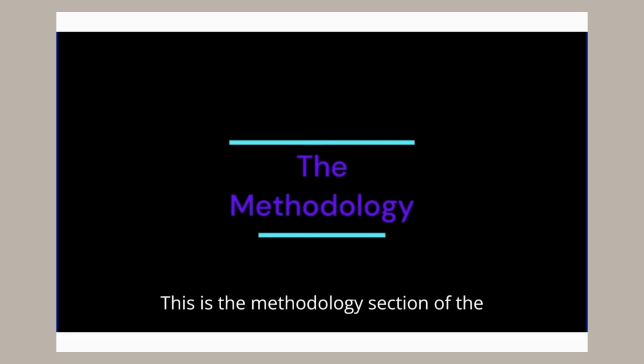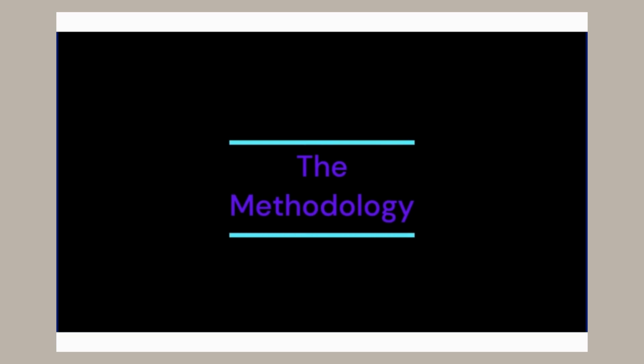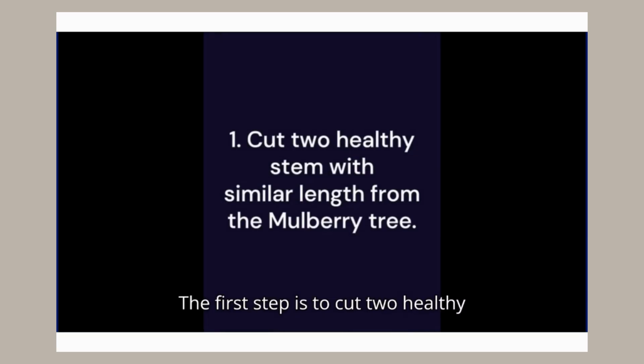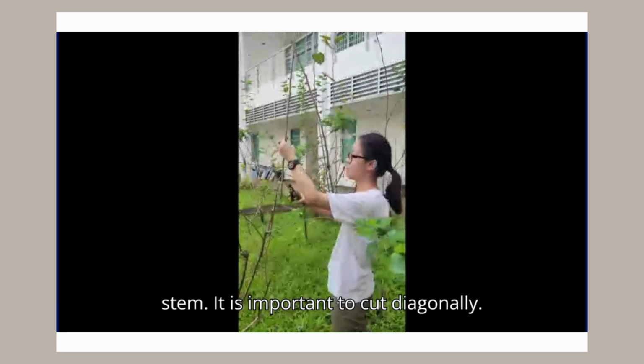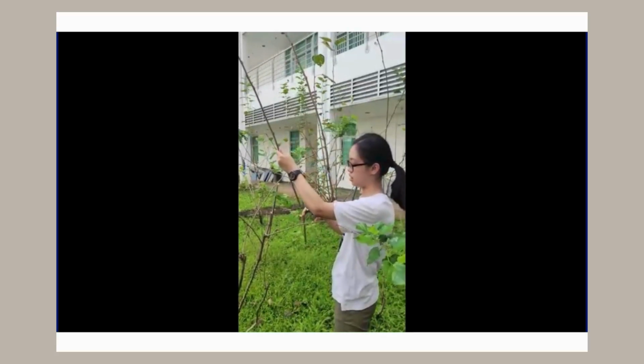This is the methodology section of the video. The first step is to cut two healthy stems with similar lengths from the mulberry tree. The stem chosen should be a pencil-sized stem. It is important to cut diagonally.